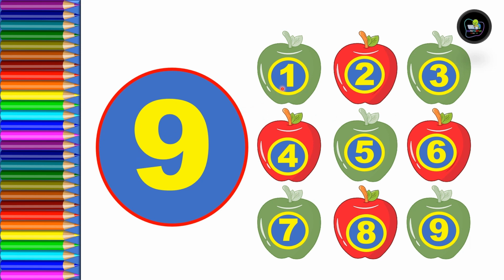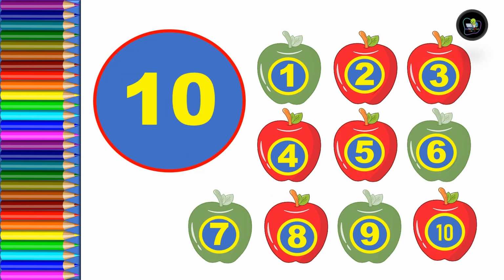9. 1, 2, 3, 4, 5, 6, 7, 8, 9. You can see 3 rows and 3 apples in each row. So total 1, 2, 3, 4 and 5 green apples. 1, 2, 3, 4 red apples. 5 plus 4 equal to 9.